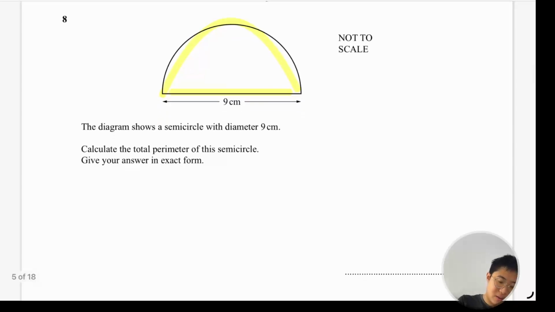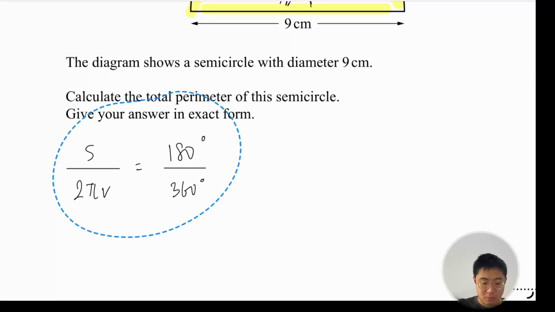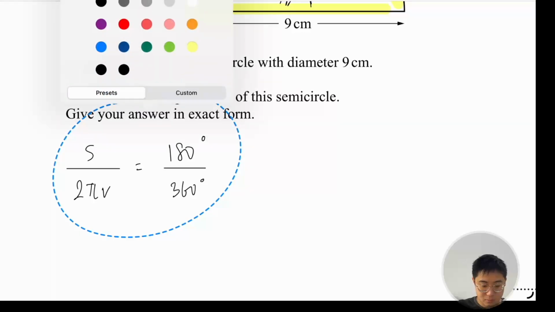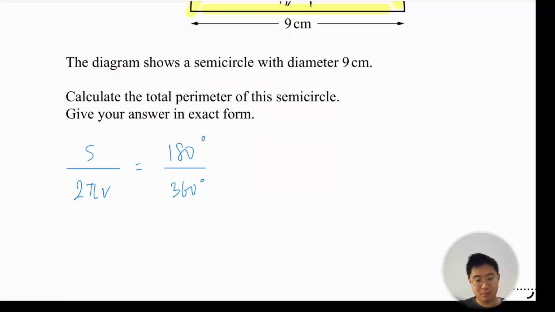Well, arc length is S, and then the total is 2 pi r. That should equal whatever they give you. So I can see that they didn't give me an area. That means I'm going to be using an angle. What is the angle here? It's half a circle, so 180 degrees. 180 over that total is 360. So that will be 1 over 2. The 2's can cut. So S equals pi times radius, which is half of 9.